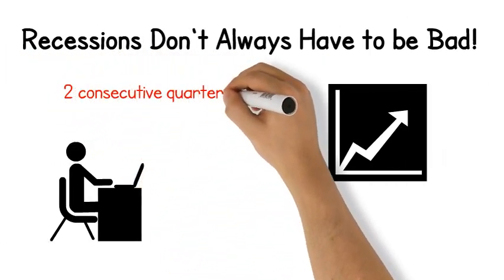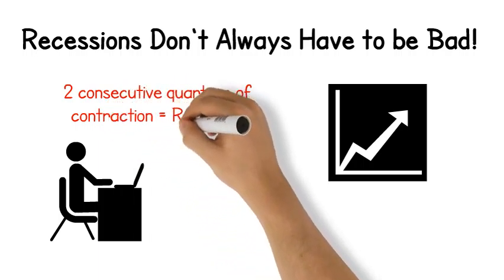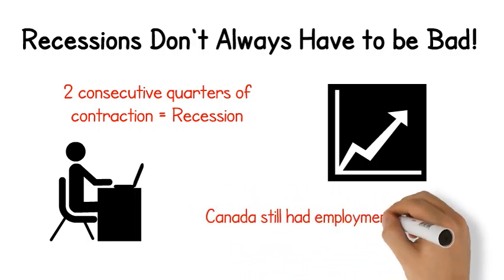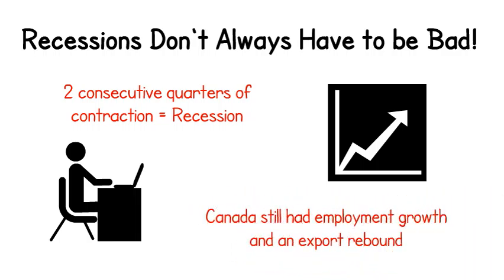Canada recently suffered 2 consecutive quarters of contraction, therefore meeting the technical definition of recession. However, Canada still had an employment growth and export rebound. So some economists believe that you need to see other things, such as job losses as well, on top of the quarters of contraction to call what's happening a recession.